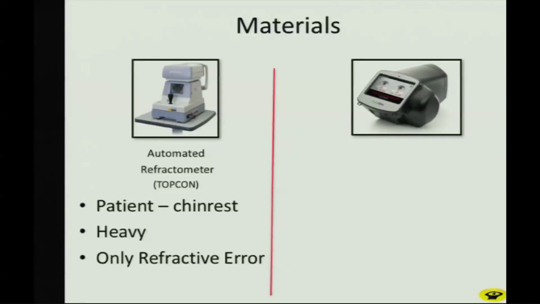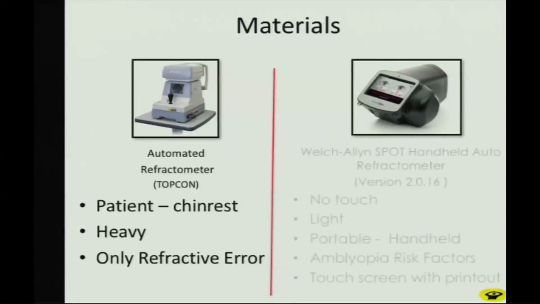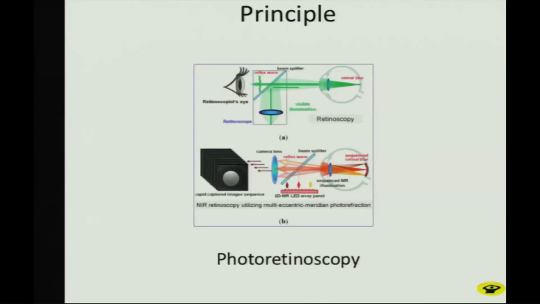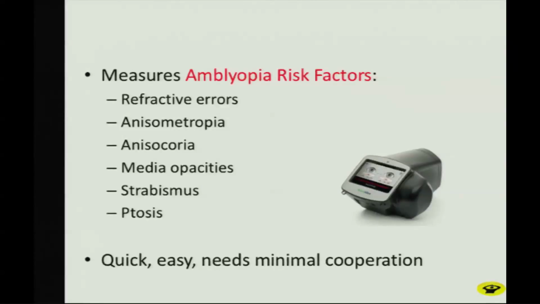It is heavy and it requires patient cooperation, and it measures only refractive errors. Whereas the spot photoscreener has a no-touch technique, it's light, it's portable, and detects amblyopia risk factors along with refractive errors. It's based on the principle of photoretinoscopy to detect refractive errors, and also uses cameras to get the fundal reflex and denote any misalignment of the eyes. It measures risk factors such as refractive errors, anisometropia, anisocoria, media opacities, strabismus, and ptosis.